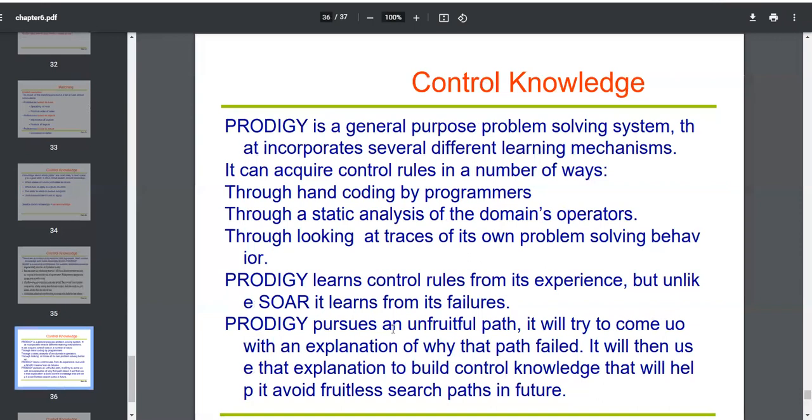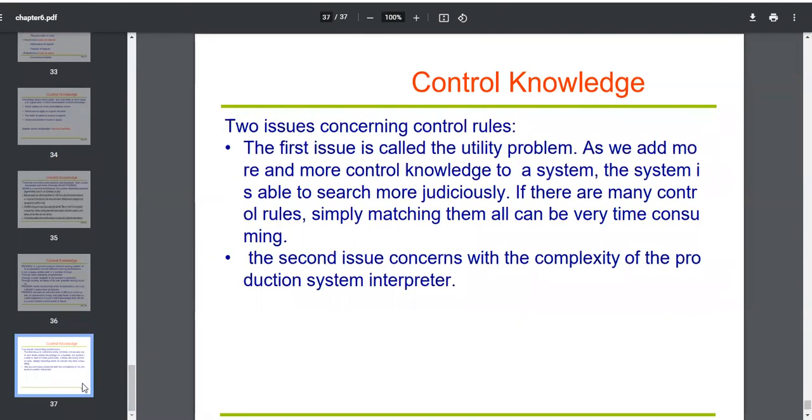When Prodigy pursues an unfruitful path, it will try to come up with an explanation of why that path failed. It will then use that explanation to build control knowledge that will help avoid fruitless search paths in the future. So that is going to be very useful.